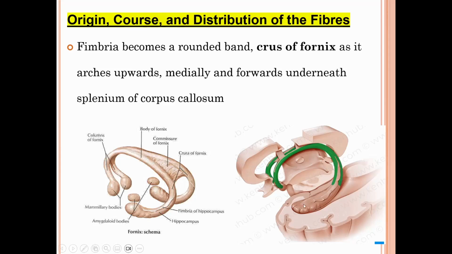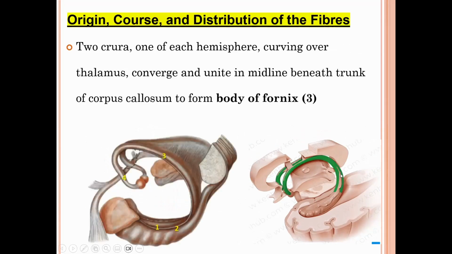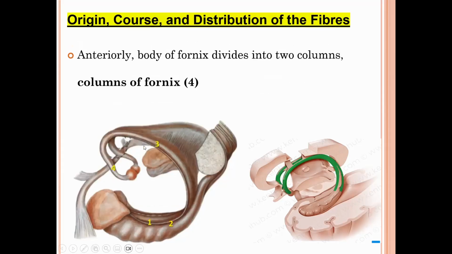Okay, so we have started with alveus, then there was fimbria, now there is crus. So here was the alveus, here was the fimbria. Now here are two crura of the fornix. Okay, and then they will fuse here by the commissure of the fornix, and they continue here as the body of the fornix. Okay, so that is body of the fornix, and anteriorly the body of fornix again is divided into two columns, that is known as column of the fornix.